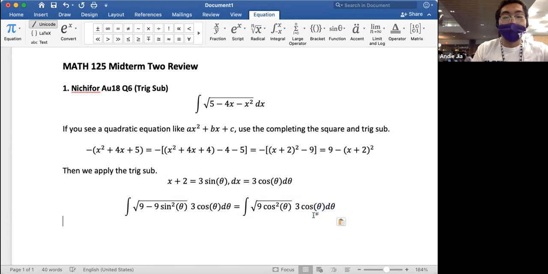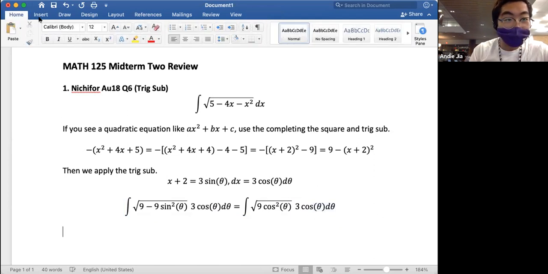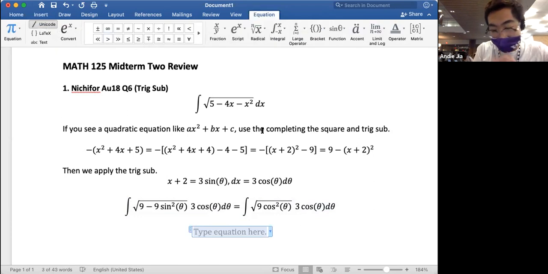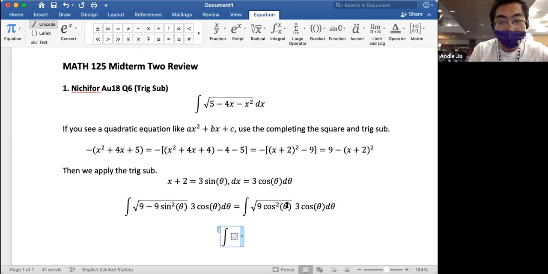Okay, now we have this, and then we just integrate it again. So we're going to have 3 cosine of x, and 3 cosine of x squared is 9 cosine squared x. So back to this.